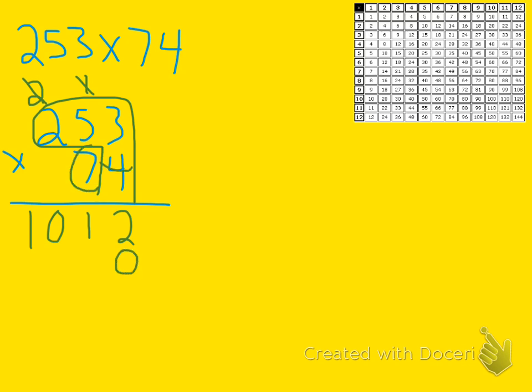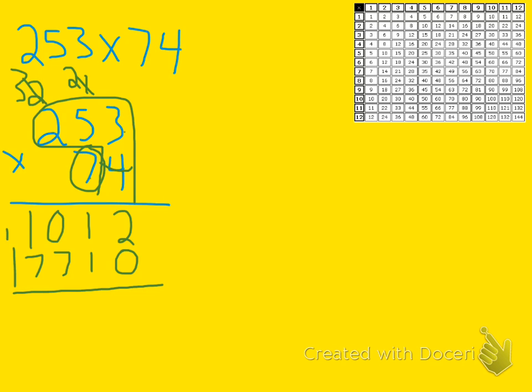We move over to the 7. Okay, 7 times 3 first, 21. Put our 1 down, our 2 up. 7 times 5 is 35, plus 2, 37. There's 7 down and our 3 up. 7 times 2 is 14, plus 3 more is 17. Again, since that was our last digit to the left, we write both the 1 and the 7 down below.